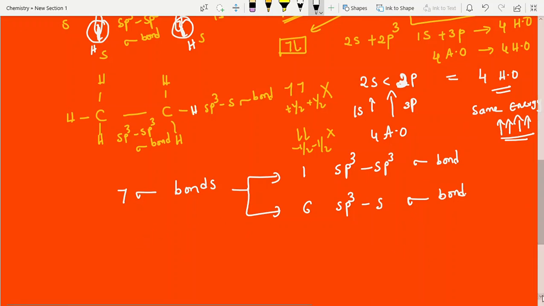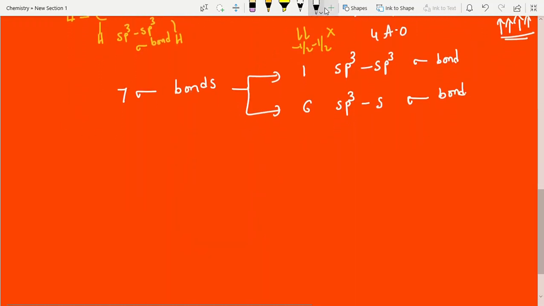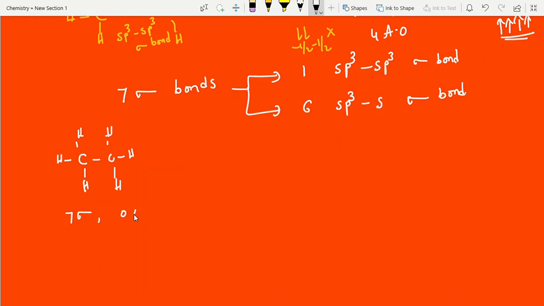Hybrid or sigma bonds calculation, you have got it. Now, hybrid orbitals, pure orbitals, and pi bonds also. If you have any queries, look into this. Ethane molecule, what is the structure, students? This is the ethane molecule, right? Finally, how many sigma bonds here? 7 sigma bonds, 0 pi bonds.